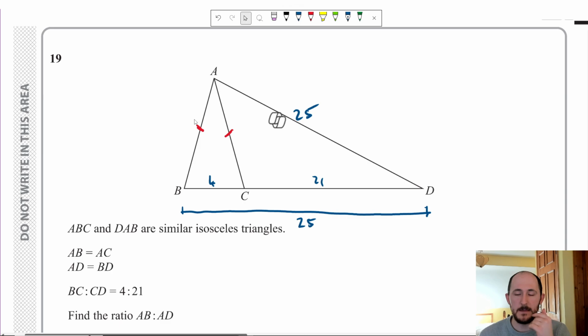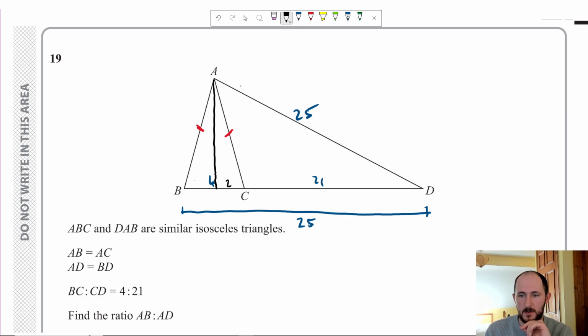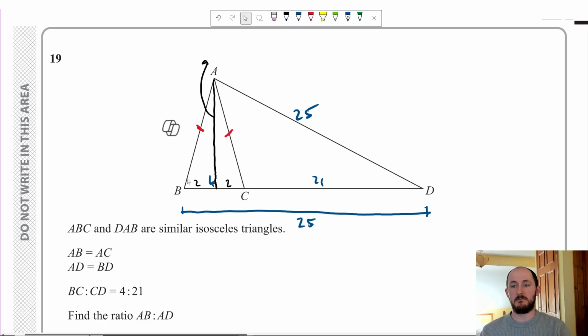we need to work out AB. Now, if it's an isosceles triangle, it means we can split it down the middle, which means these lengths are both 2. What we're going to do is work out the height here and then work out A to B using that. How can we work out the height here? Well, this makes a big right angle triangle.